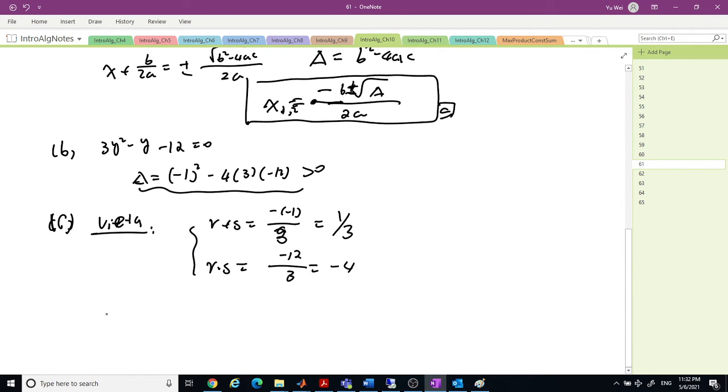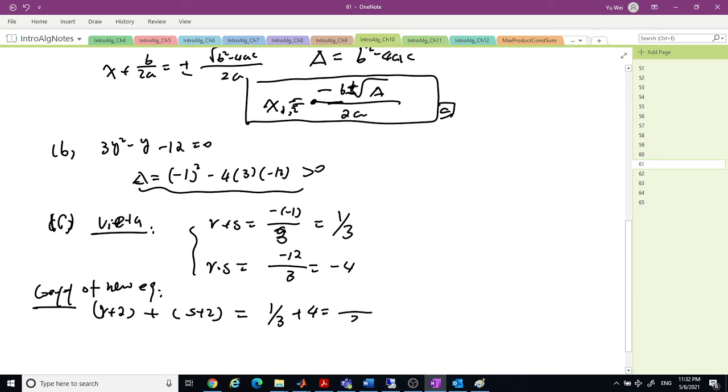So if these are the roots, that's calculating the coefficients of the new equation, right? So the sum of the roots is equal to 1 over 3 plus 4, which is 13 over 3, right? So the x coefficient is negative 13 over 3.